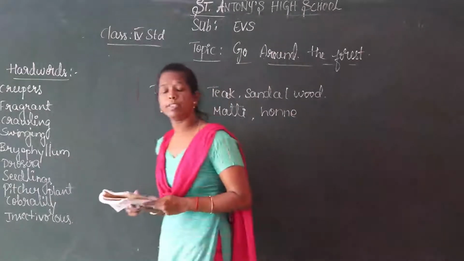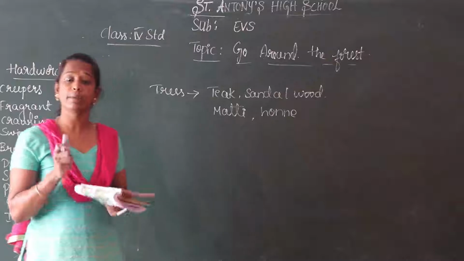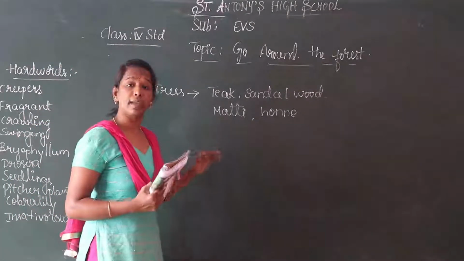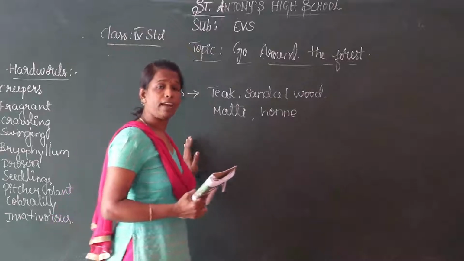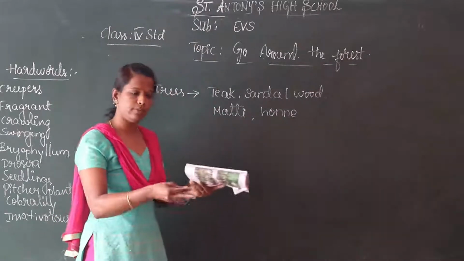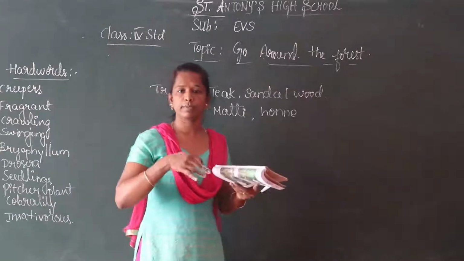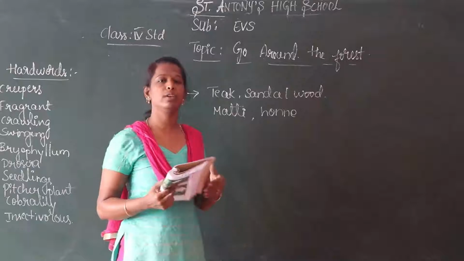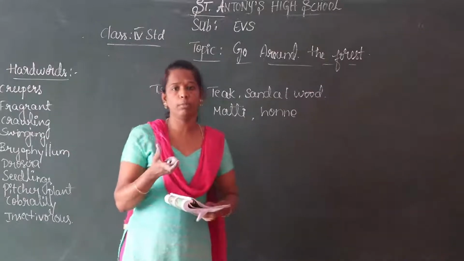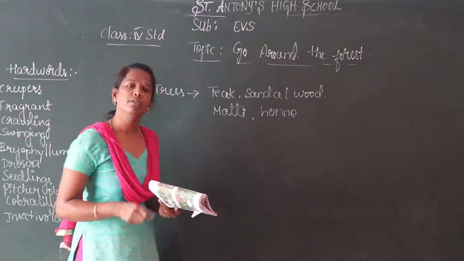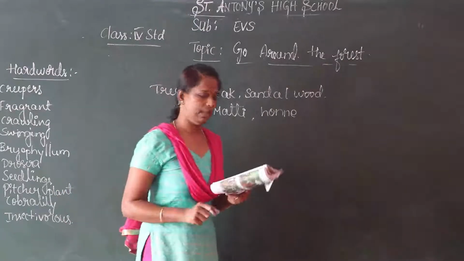She also observed some creepers and climbers in the forest. The climber plant grows on the trees, and creepers creep on the earth, on the land. Some fruits like watermelon and pumpkin, which is a vegetable, are grown on creepers.